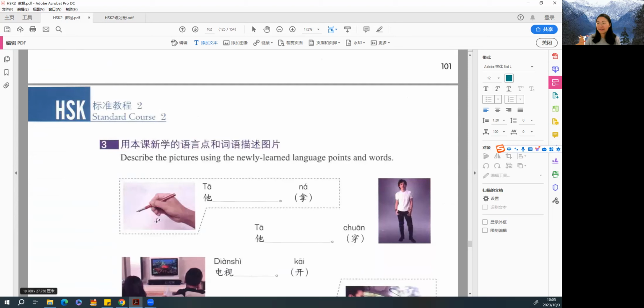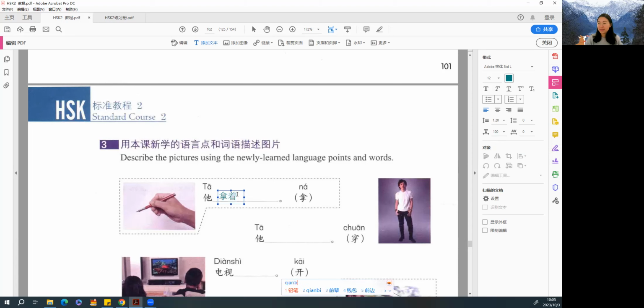Okay, great. My favorite exercise over here. Describe a picture. 他拿着. That should be a pencil, because we learned pencil as a new word in this lesson, all right? So this one is 他拿着. So he's holding it. That statement is he's holding. It's not an action. So 他拿着, we have to add 着, which we've just learned as this new knowledge, right?